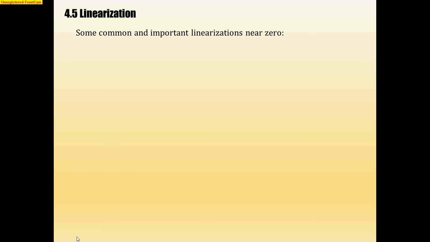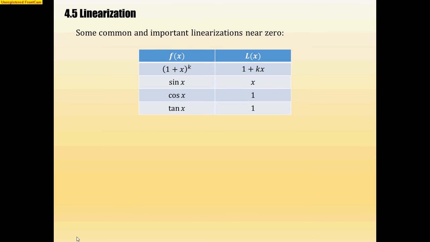So here are some common and important linearizations. Notice I found the linearization by taking the derivative. That's why this is in the application of derivatives. Any function of the form (1 plus x) to the k, its linearization is always going to be 1 plus kx. Remember, what we did in the warm-up was (1 plus x) to the 1/2, and the tangent line was 1 plus 1/2 of x. So what if I change this to 1/3? The cube root of 1 plus x, you know what its linearization would be? 1 plus 1/3 of x.